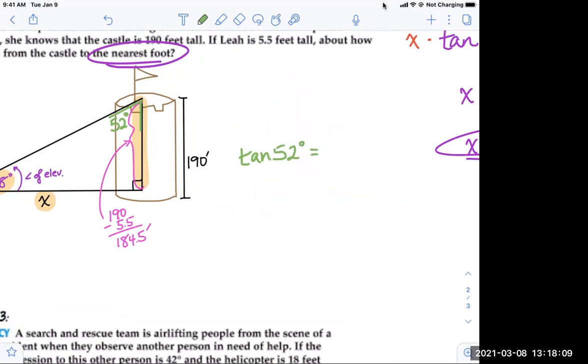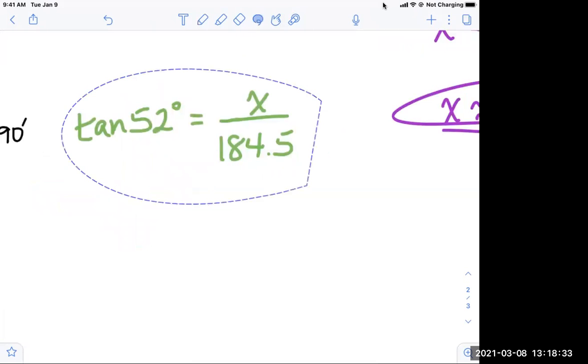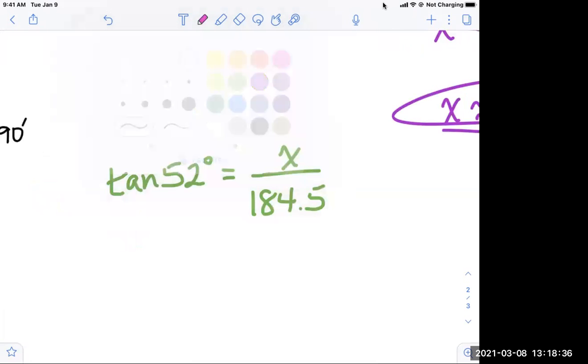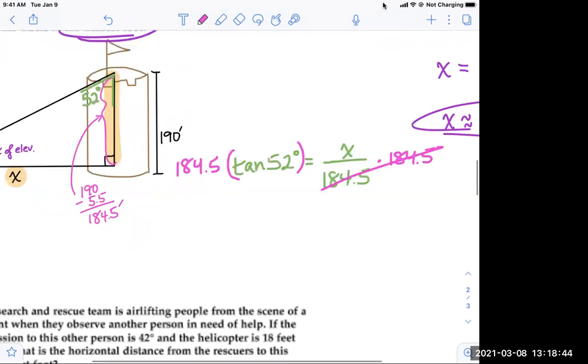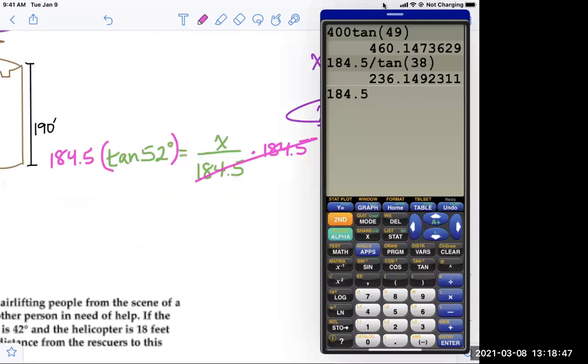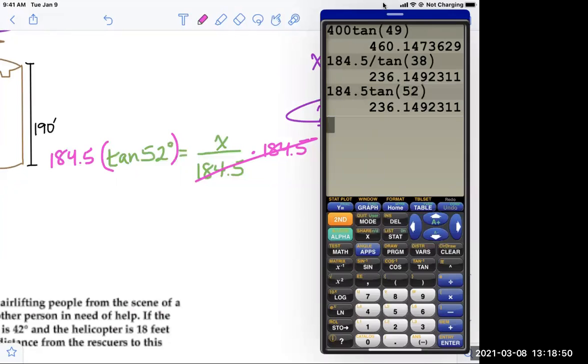Hold on, my split screen is... okay, got it. You would do tangent of 52 equals x over 184.5. Okay. So then if we were solving that equation, Zach, tell me what we would do on both sides. You would then multiply each side by 184.5, giving you 184.5 tan 52 equals x. All right, now when we type that in, 184.5 tangent 52, same answer, right?